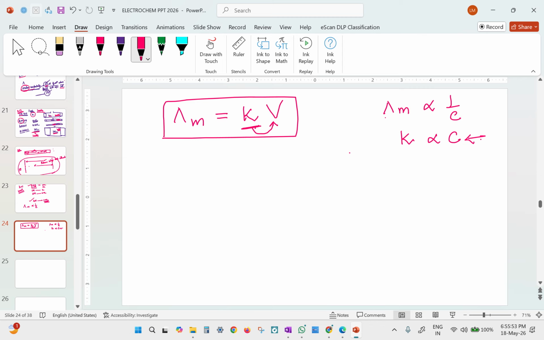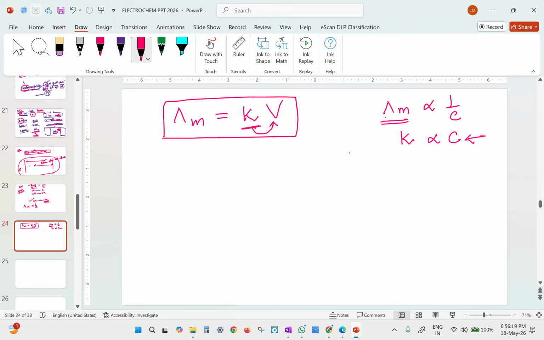Clear? Yes, ma'am. But when you are doing the molar conductivity experiment, you are not fixing the volume. You are fixing the amount of electrolyte. You are not even fixing the concentration. You are fixing the amount of electrolyte. Amount is different from concentration. Okay, ma'am. So the amount of electrolyte is 1 mole.